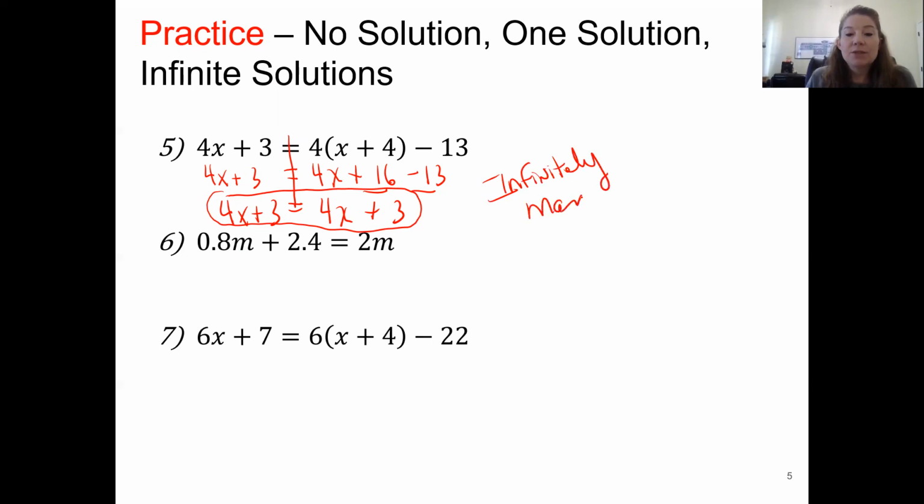Infinitely many solutions. Hopefully you guys got that. All right, look at number 6. I have an 0.8 m and 2 m. So we got to get those m's together.